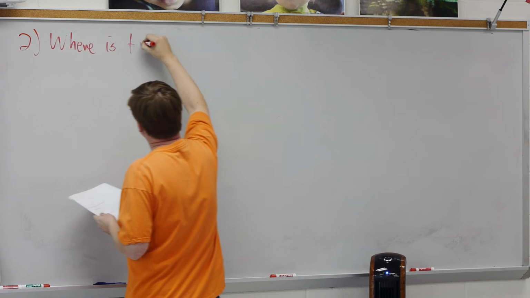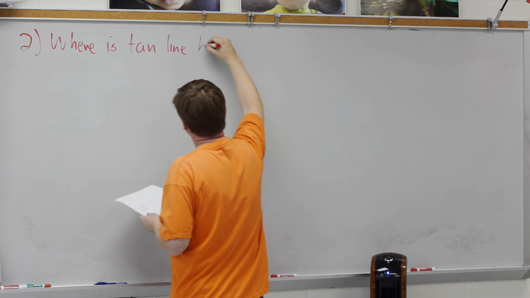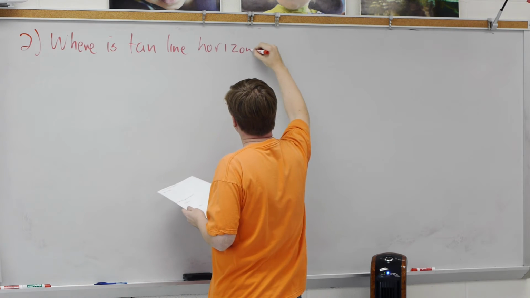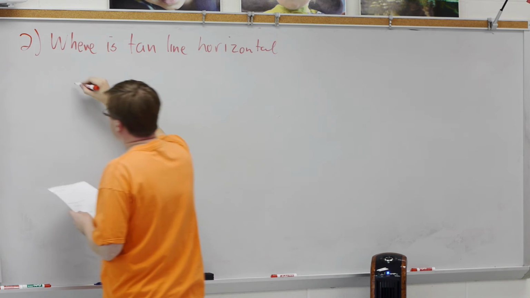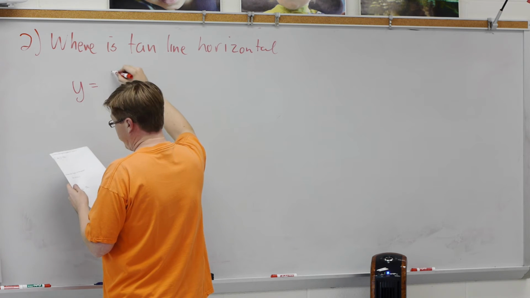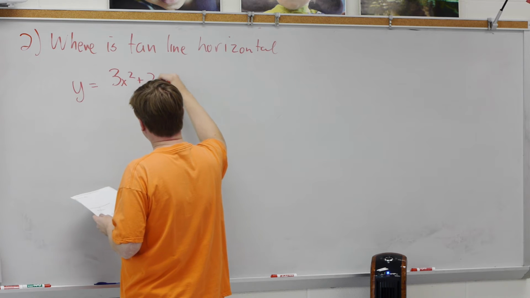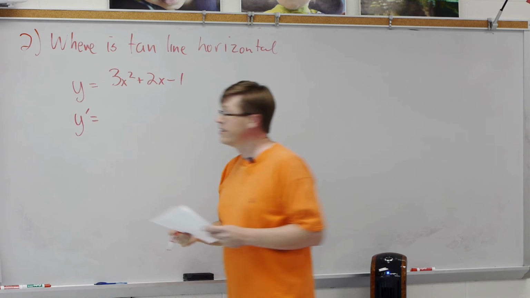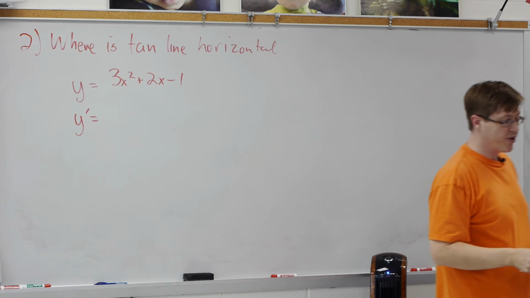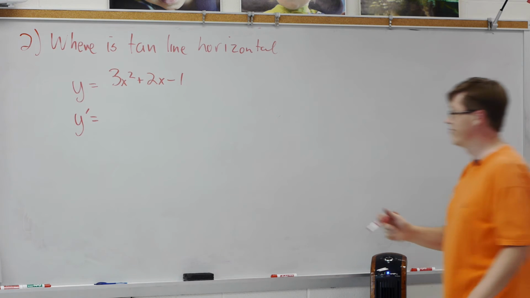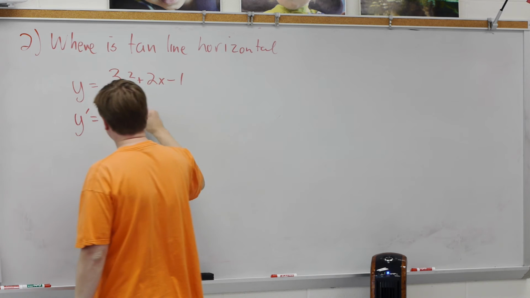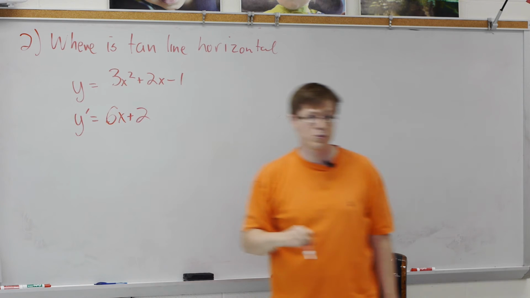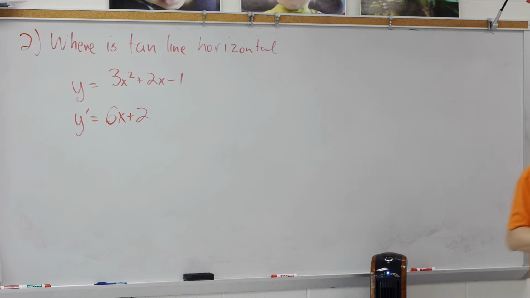So where is the tangent line horizontal? And the first one is 3x squared plus 2x minus 1. So all together now, what's the derivative? 6x plus 2. Perfect. Y prime, yep, is 6x plus 2.